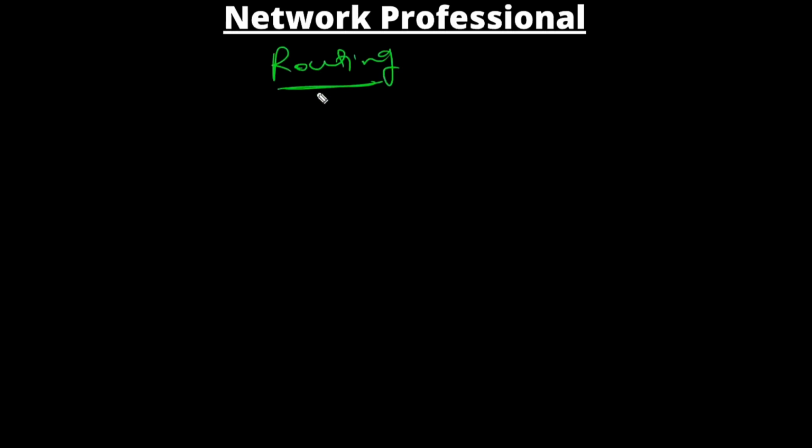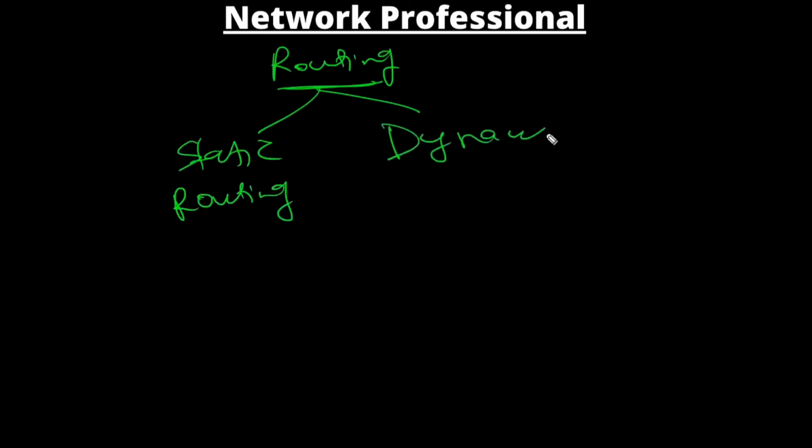And how many types of routing? So there are two types of routing. First one is static routing, right? Static routing, and second one is dynamic routing. And first of all, let's talk about static routing. So what is static routing?